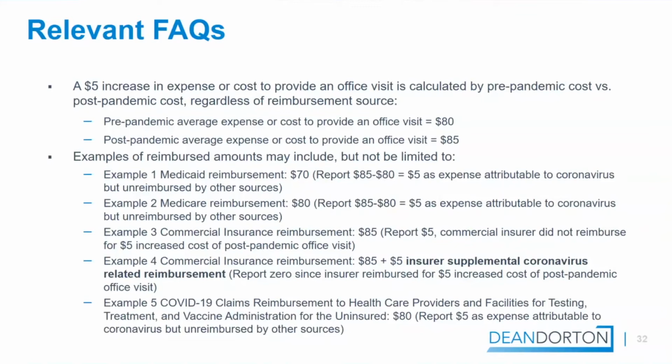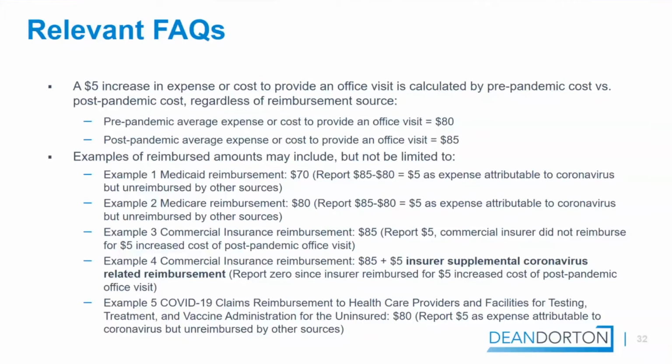And so the example given in the FAQs is, a $5 increase in the expense or cost to provide an office visit is calculated in this way. So what were your average expenses or costs to provide an office visit pre-pandemic and post-pandemic? And as you can see here, there's a $5 difference. And so that's the first step, is calculating what were your incremental expenses. The next step is what were your incremental revenues associated with those additional expenses.